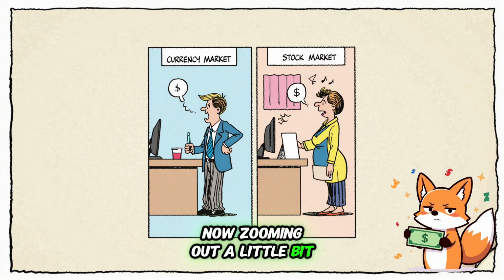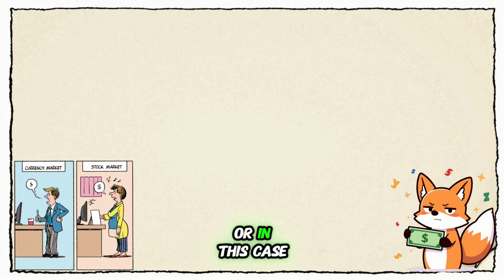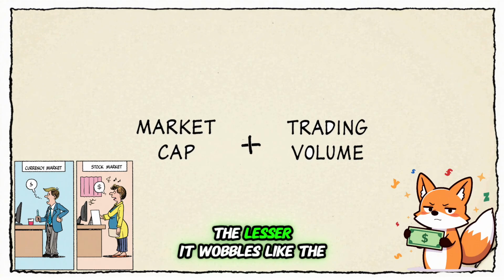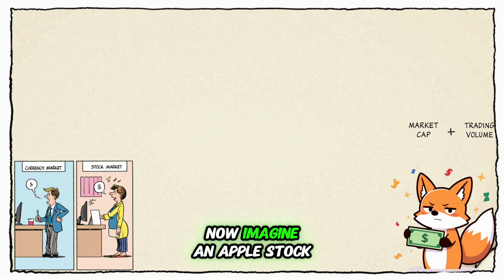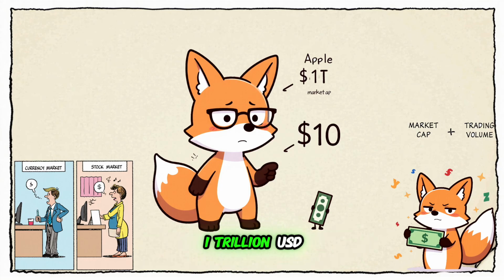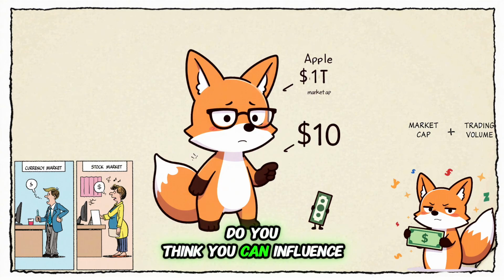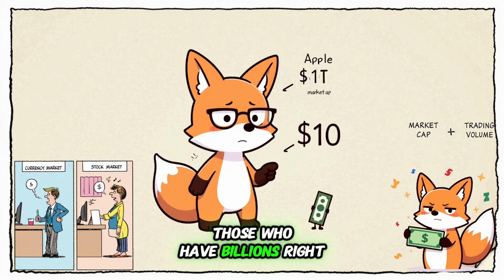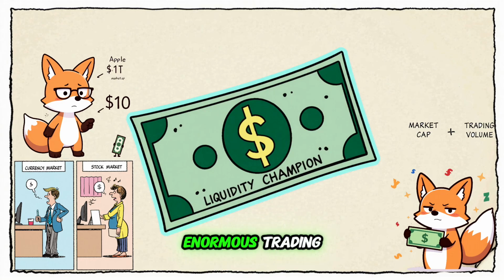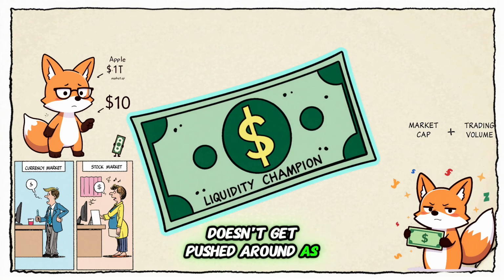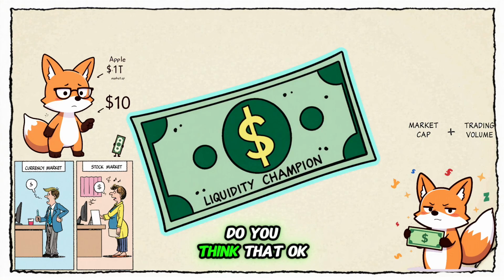Now, zooming out a little bit, we are saying currency is like stocks in the market. The bigger the market cap, or in this case the larger the trading volume, the less it wobbles, like a stock. Imagine an Apple stock with a market capitalization of 1 trillion USD, and you have only $10 in your hand. Do you think you can influence the price? It doesn't even ring a bell compared to the size of those who have billions, right? Similarly, the US dollar, with an enormous daily trading volume, doesn't get pushed around as easily by random events or random people. Again, assuming you're with your $10, do you think that... Okay, I get you. You believe it won't, right? Cool, you get the point now.